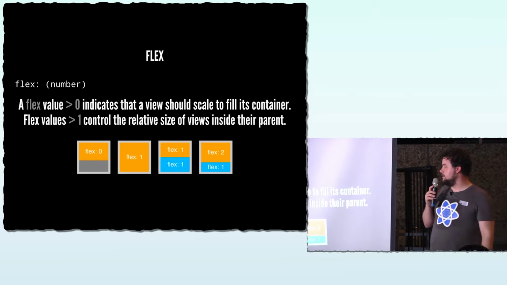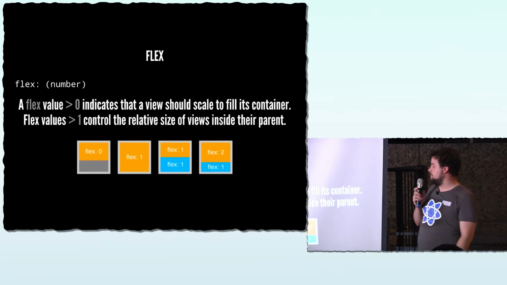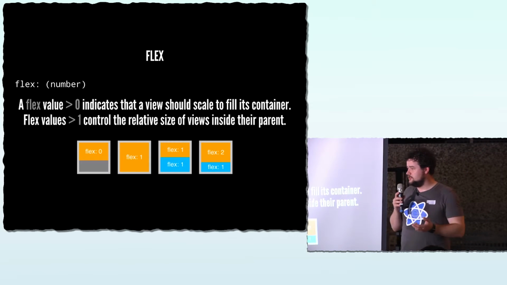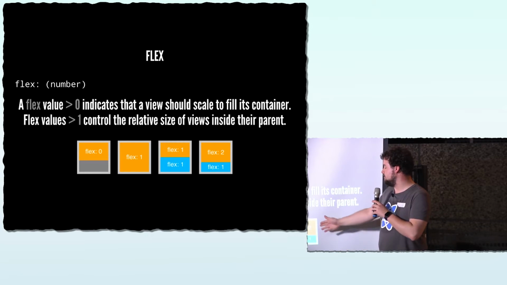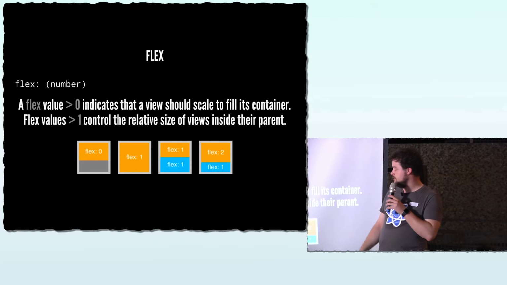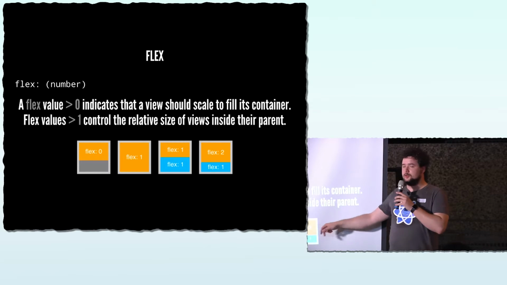And then the flex value defines how a view basically grows inside the container. If you define a flex value greater than 0, it just basically means fill up the container as much as possible. And if you have multiple children, the relative values of these flex values will determine how big it is. So in this case, we have a container where one element has a flex value of 2, the other one has 1. So this element will take up 2/3 of the view.